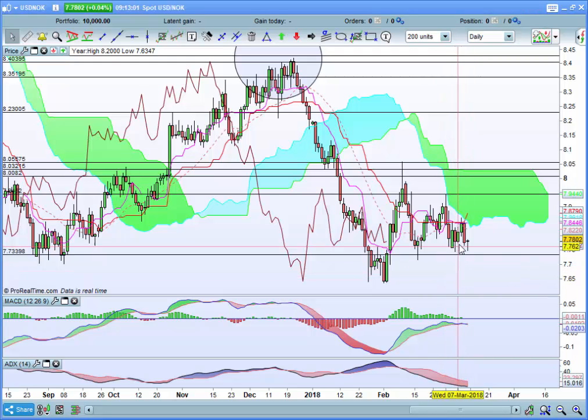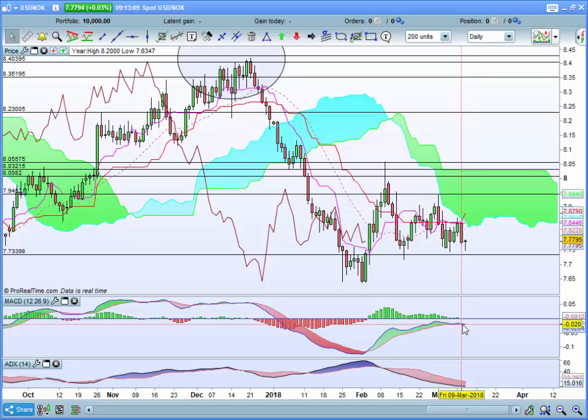US dollar Norwegian krone. The daily also trying to find support at old levels here dating back from September. Bottom in the cloud is resistance. Looks like we're going to fire a MACD sell, so there's potential downside here.